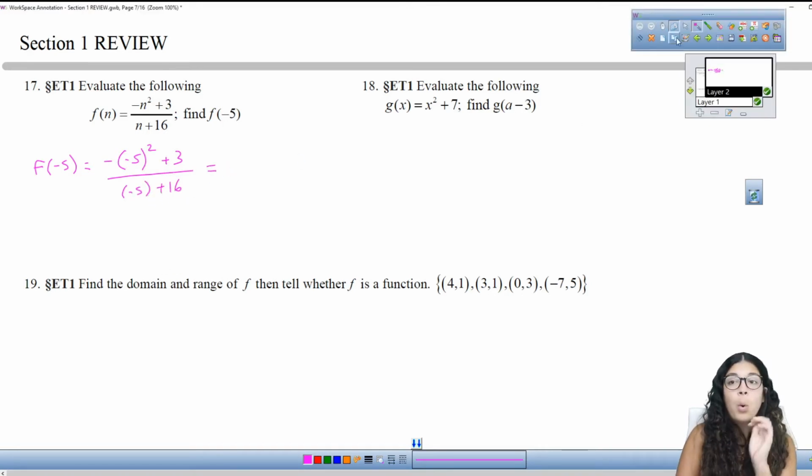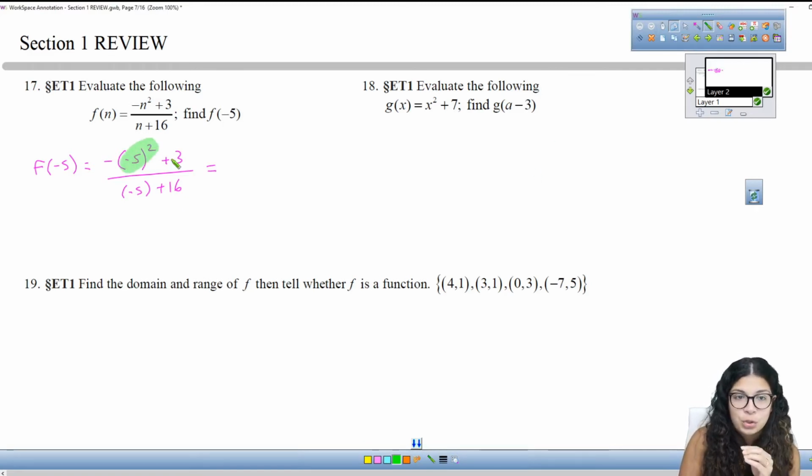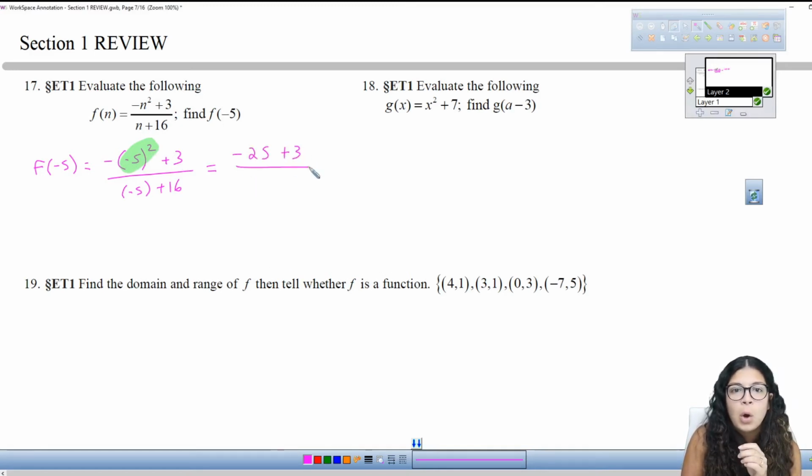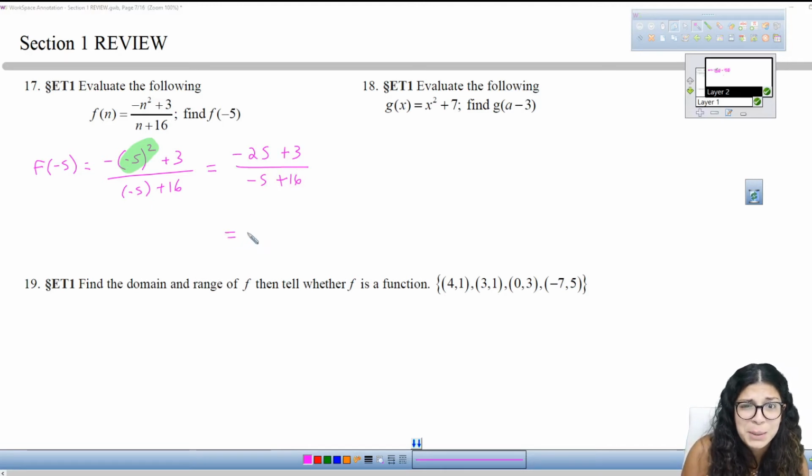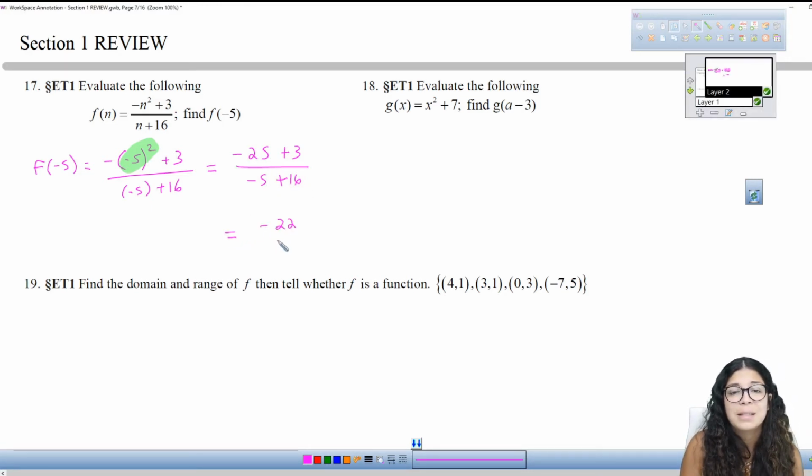Okay, remember order of operations, very important. Exponent first. So that's negative 5 squared. Negative 5 squared is 25. So that's minus 25 plus 3 over negative 5 plus 16. Now, negative 25 plus 3 is negative 22. And negative 5 plus 16 is 11. Negative 22 over 11 is negative 2. That's 17. Let's move on to 18.